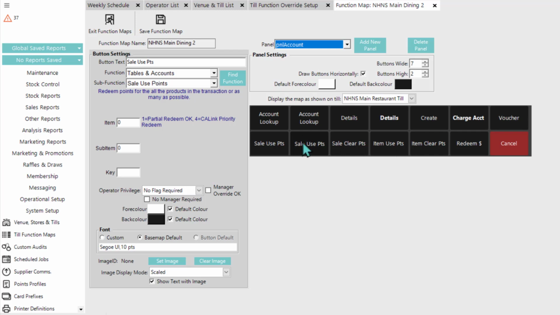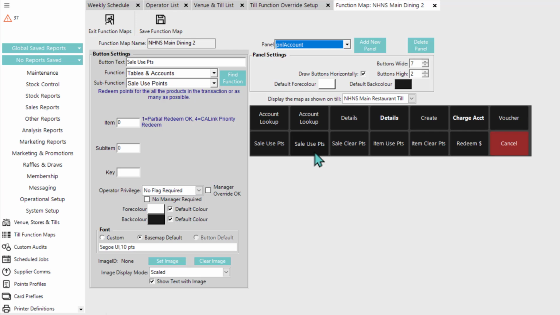Now for both of those options, the sale use points and the item use points, we do have the ability to turn on a partial redeem. What that means is that if the account holder does not have enough points accrued to cover what's required, they can use whatever points they do have to cover the equivalent monetary value, maybe you live in an area where dollars aren't used, I should say monetary value. But then they can pay the remaining balance using another payment option. So we could turn on partial redeem if that is okay.